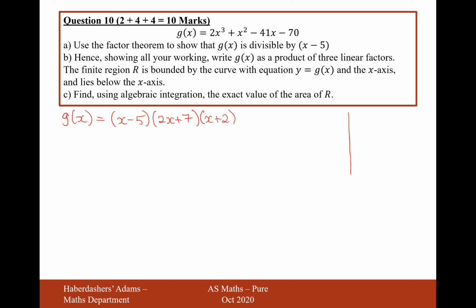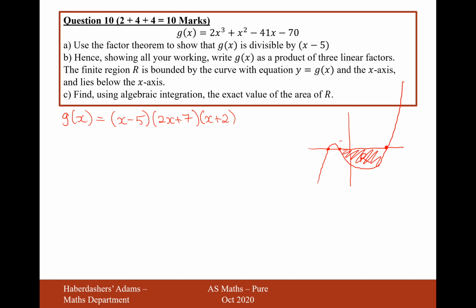So let's visualize what this graph is going to look like then. It's going to have x-intercepts at 5, minus 2, and minus 7 over 2. It's a positive cubic graph, so it's going to look like that expression there. So let's just read the question again. Find the region R that is bounded by the curve with y equals g of x, the x-axis, and lies below the x-axis. So it's going to be this area here. This is the region R that we want to work out.